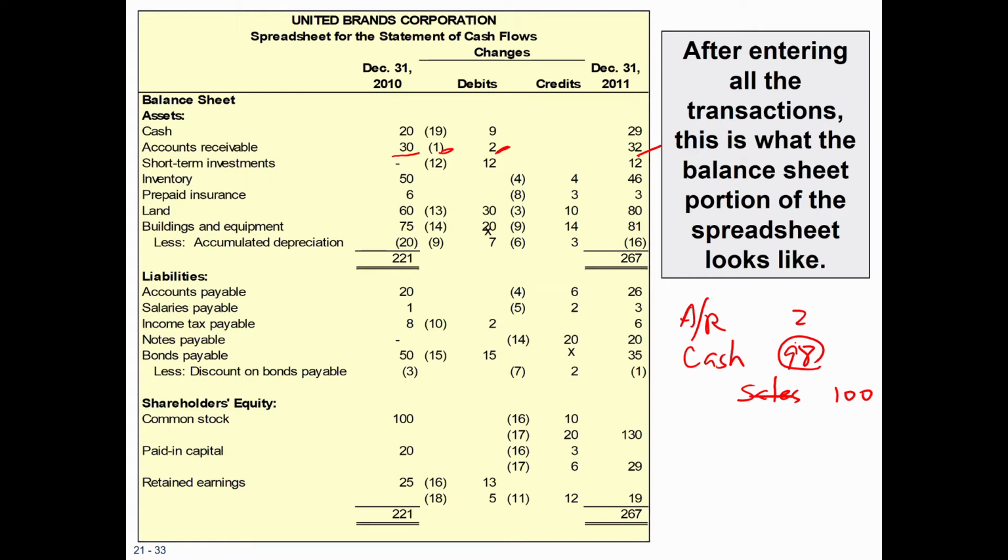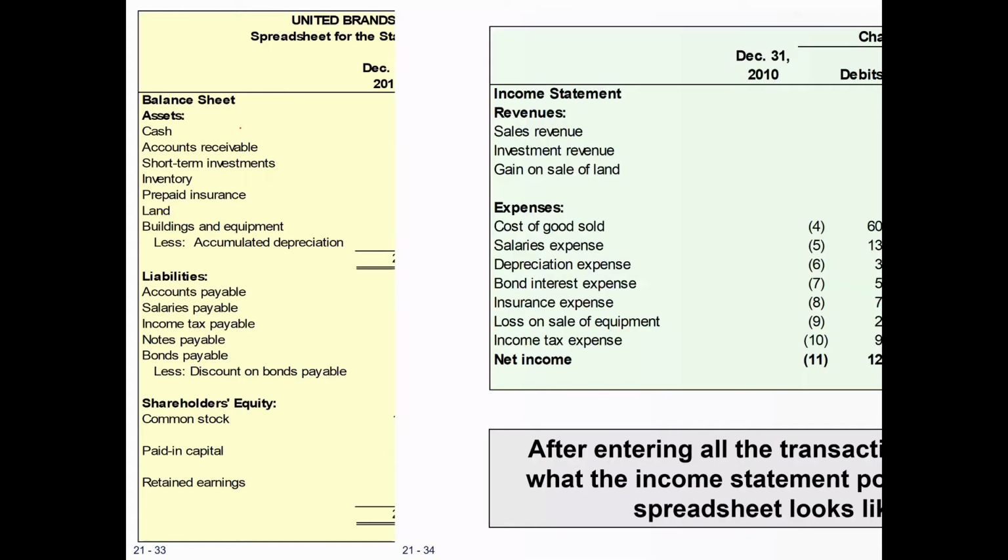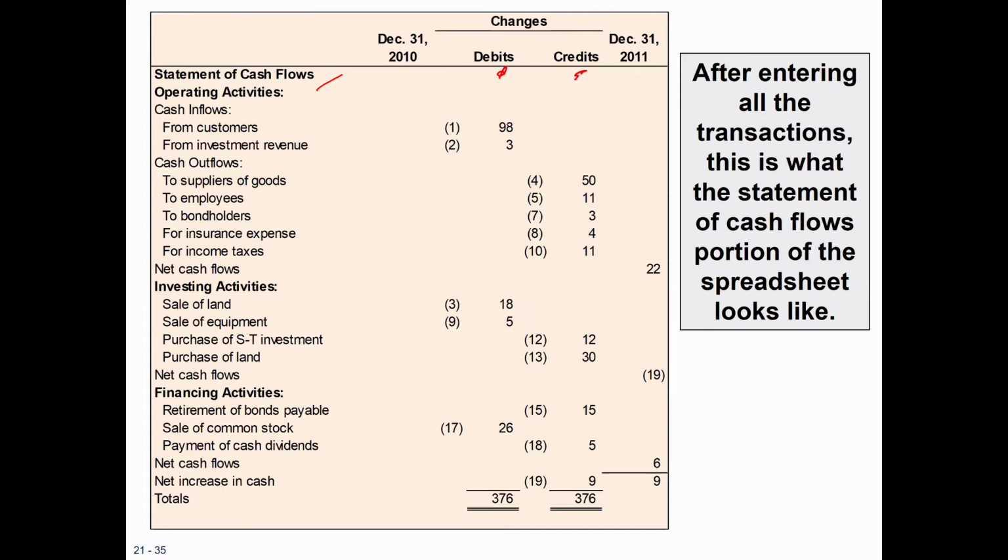Then we can see we have cash inflow, cash receipts from customers. Cash receipts from customers belong to the operating activities, so that's called cash inflow from customers. Then we have this debit of 98, and again, this is item number 1. You can see we put item number 1. So the 3 are related.